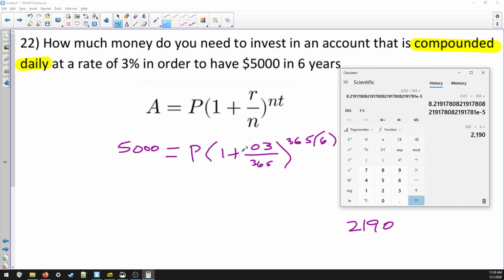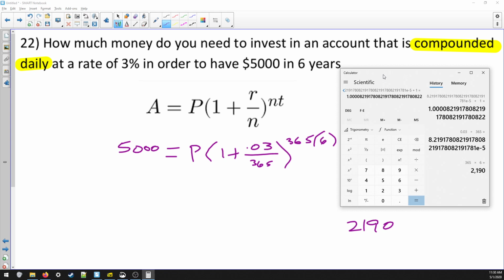It's like 0.00008. Very tiny. I'm going to add 1 to that. So now it's that number, and you can say 1.00008. This is the base. 2190 is my exponent, so I'm going to do x to the y, and I'm going to type in 2190, and hit enter.